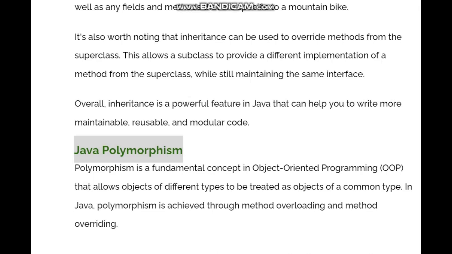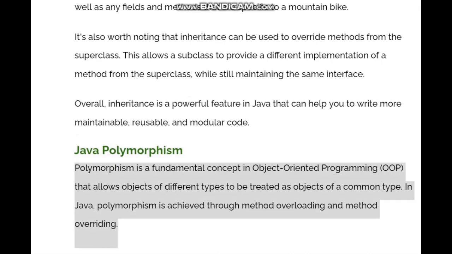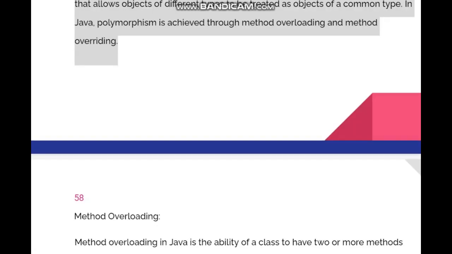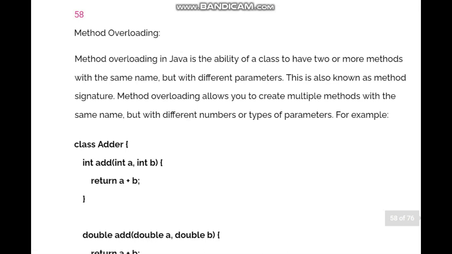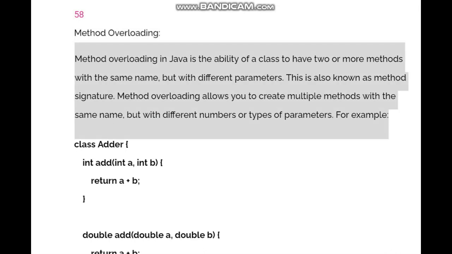Polymorphism is a fundamental concept in object-oriented programming, OOP, that allows objects of different types to be treated as objects of a common type. In Java, polymorphism is achieved through method overloading and method overriding. Method overloading. Method overloading in Java is the ability of a class to have two or more methods with the same name, but with different parameters. This is also known as method signature. Method overloading allows you to create multiple methods with the same name, but with different numbers or types of parameters.